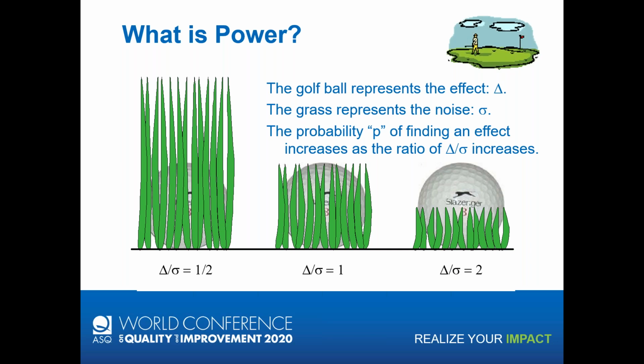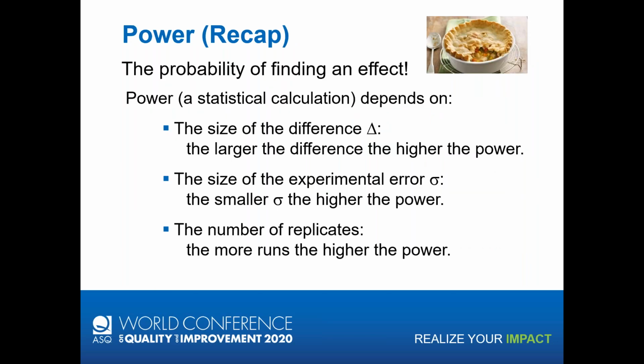So those are the things that we can affect. We can affect the size of the difference that we're looking for, the change in the response. We can change the noise in the system, if that's at all possible, reduce the noise in the system to get higher power, and increase the number of runs in the experiment to get higher power. So all of those things are things that you should be thinking about when you're running an experiment or planning the experiment, really.